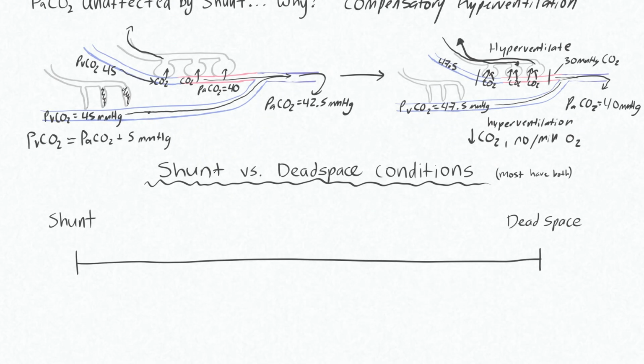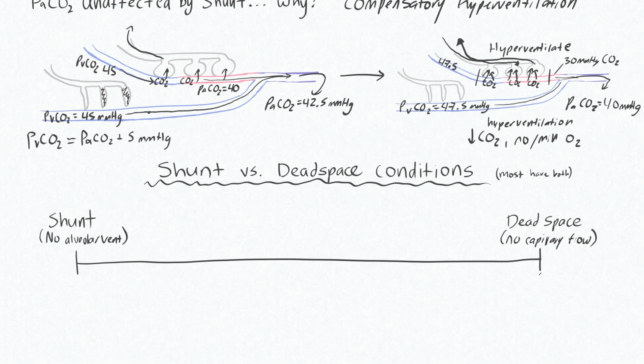I had mentioned in the last video that some conditions can have both shunting and dead space. This is possible because not every single alveolus and capillary unit will function exactly the same way. So some of them may be shunting, or there will be relatively little alveolar ventilation or no alveolar ventilation. Or you could have some with dead space where there is little or no capillary flow.